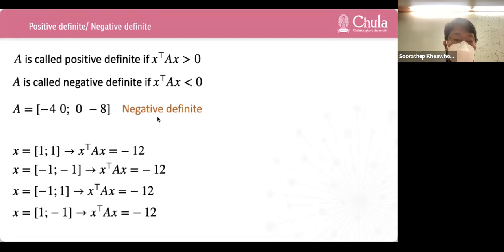This A, we call it negative definite because no matter which x we select, any x can be 1, 1, right? Then x transpose Ax becomes minus 12. Or we choose minus 1, minus 1, then x transpose Ax becomes negative again, it is minus 12. No matter which x we select and perform x transpose Ax, we get a negative value.